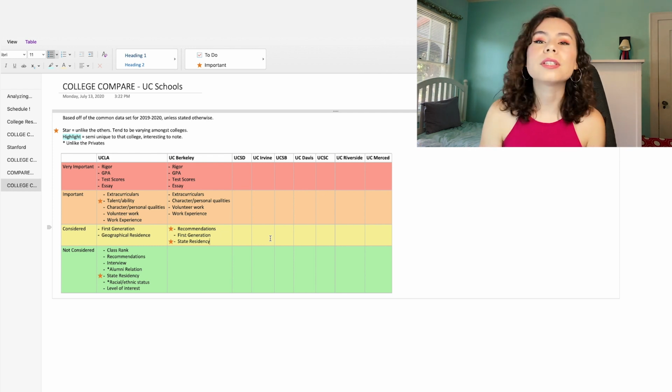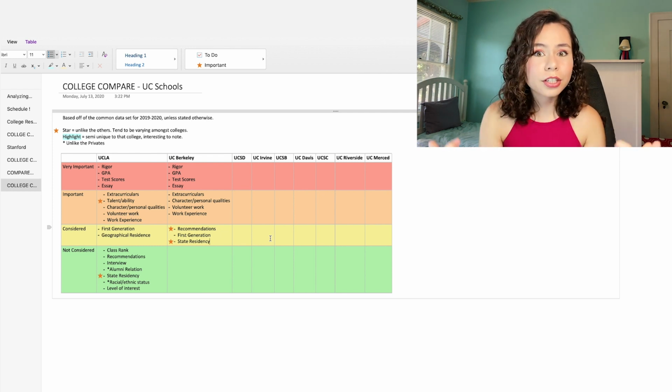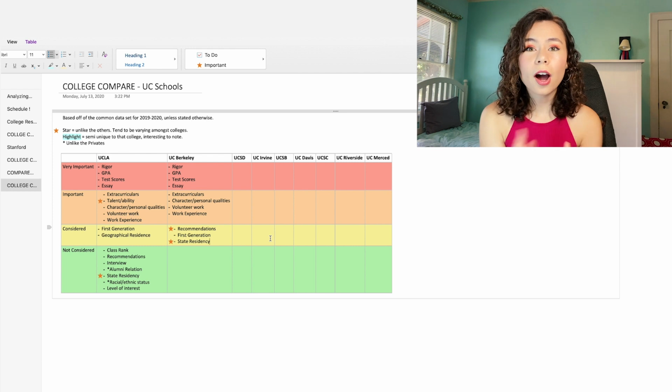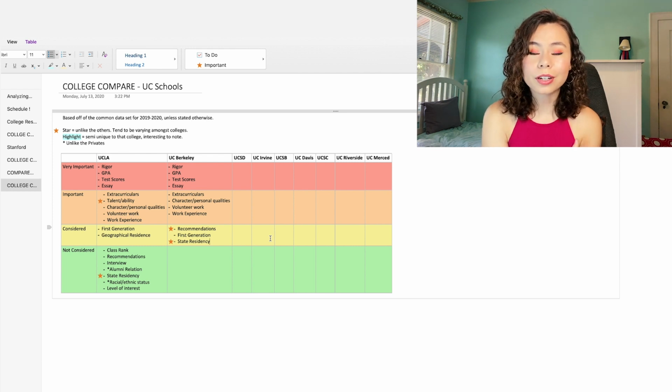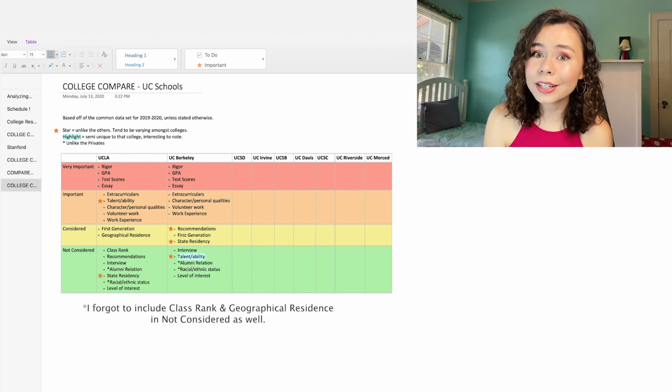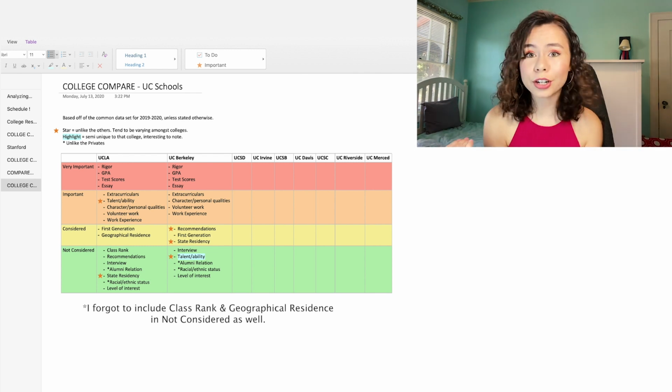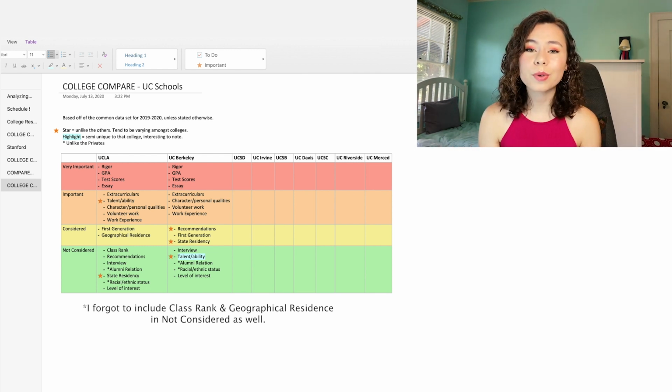This is different than UCLA in that recommendations, first of all, are taken into consideration when they're completely not for UCLA, and then also the state in which you reside. Lastly, the things that are not considered are the interview, talent or ability, just not considered at all, alumni relation, your racial or ethnic status, and level of interest. This was shocking to me just for the talent fact, that they're not considering that.